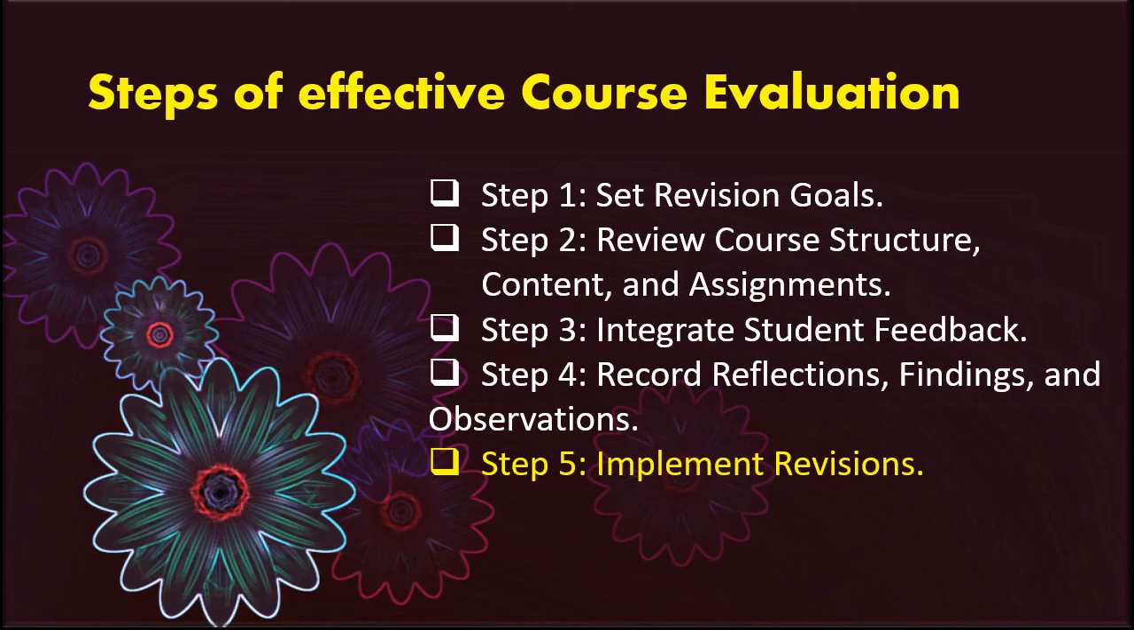As we said, there are 5 steps of the effective course evaluation. Setting the goals, reviewing course structure, content, and assignments, integrating students' feedback, recording reflections, findings, and observations. Then the final step is to implement the revisions. This step should be at the end, even if the revision is minor. The steps should be in this sequence.